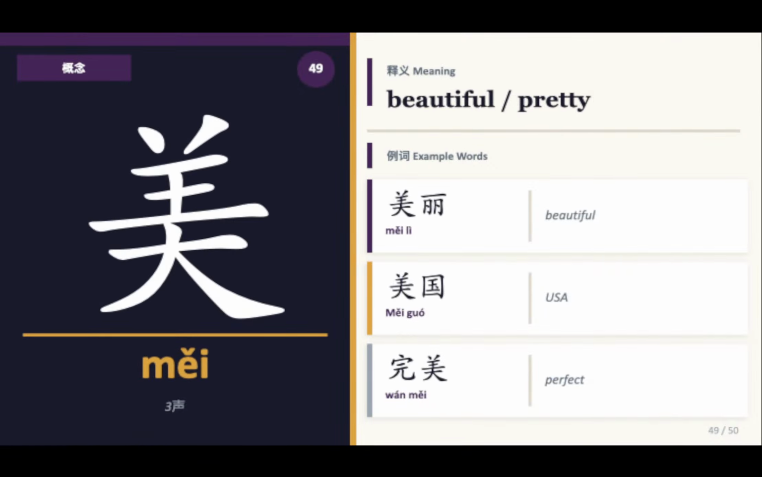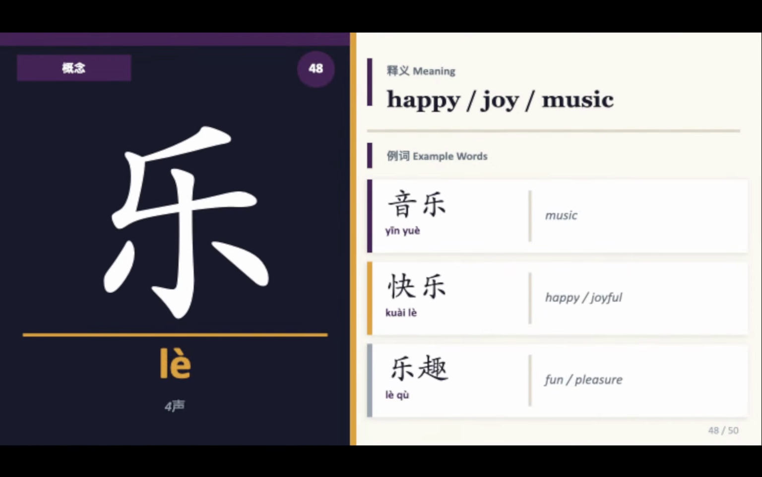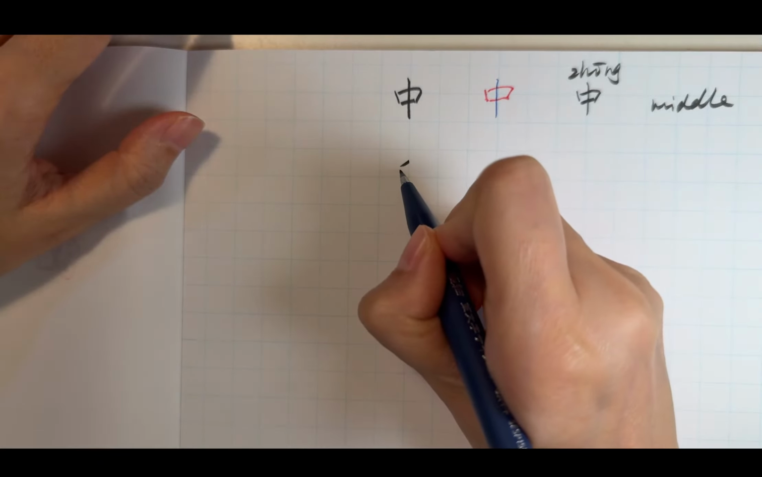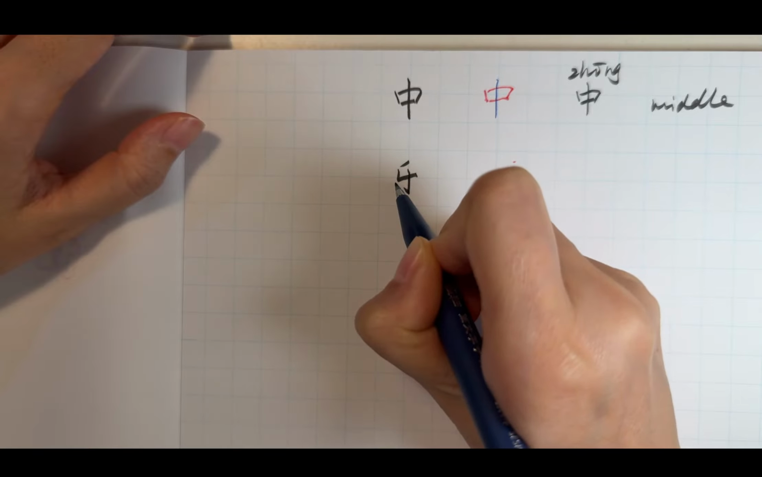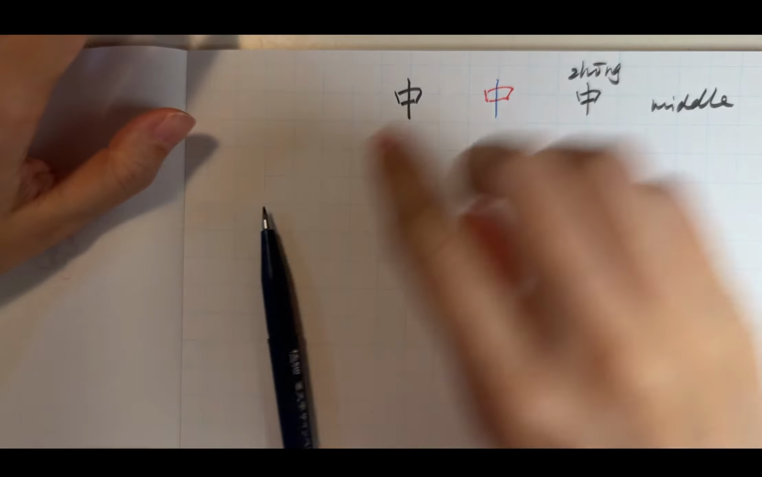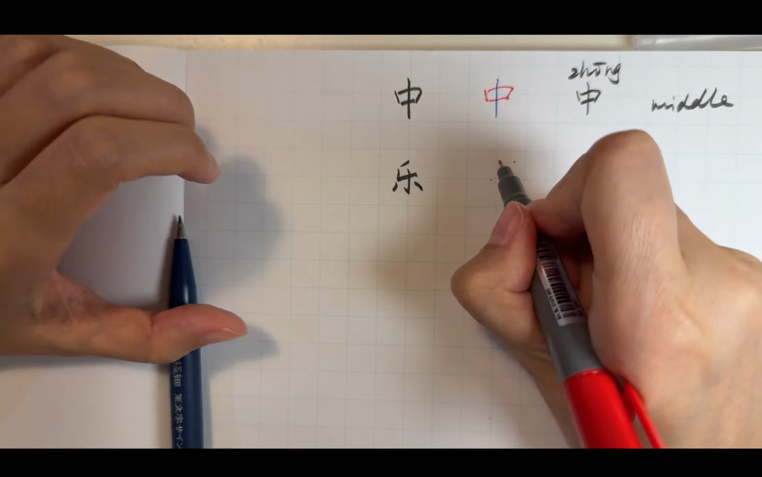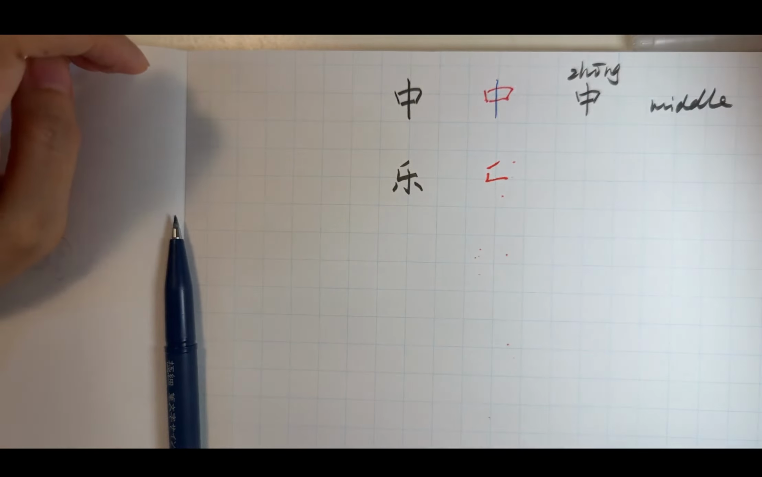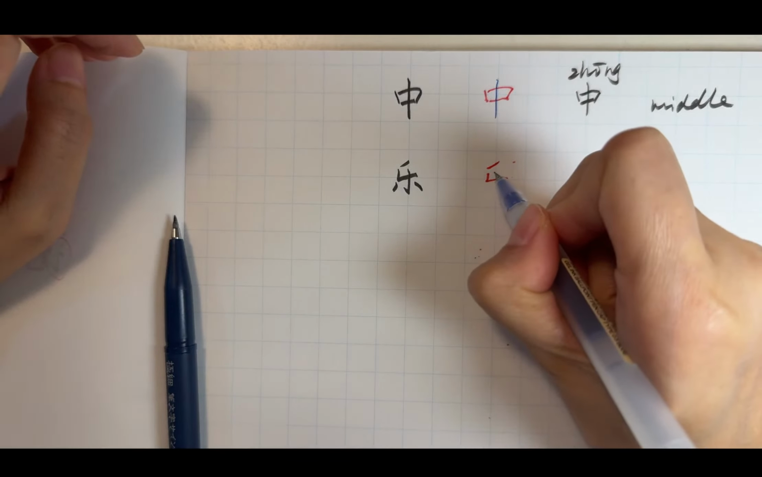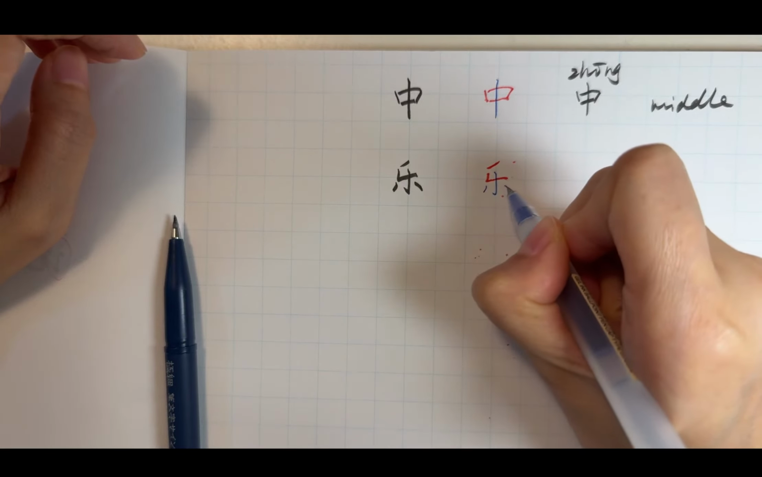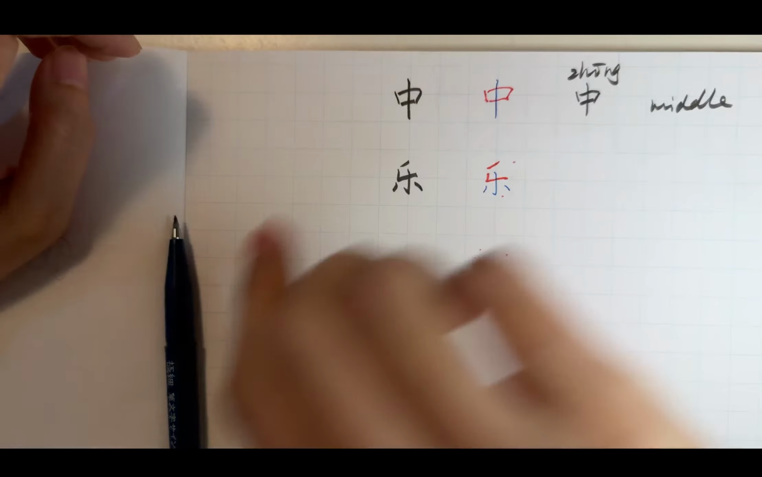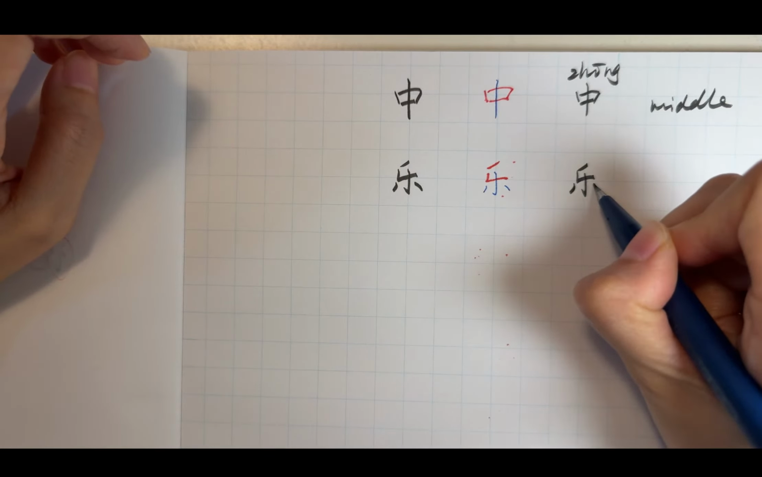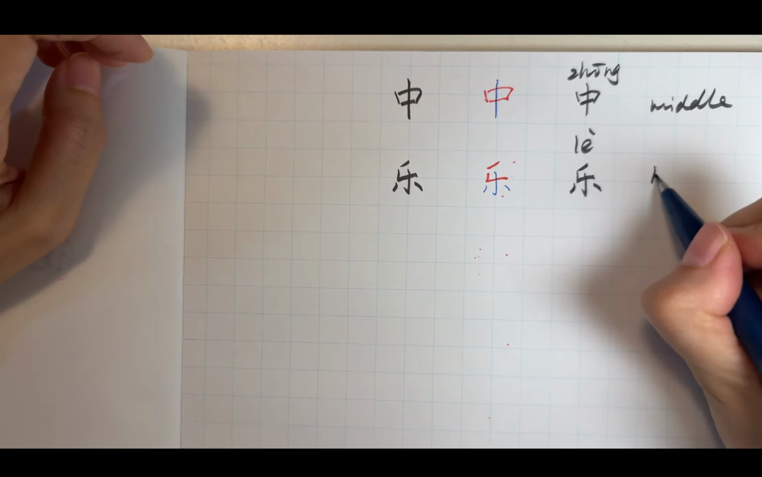Let's start from the simpler one first. 乐, 新年快乐的乐, happy. So we draw this box first, followed by, remember just now we drew 小, right? Small. So that is 乐, happy.